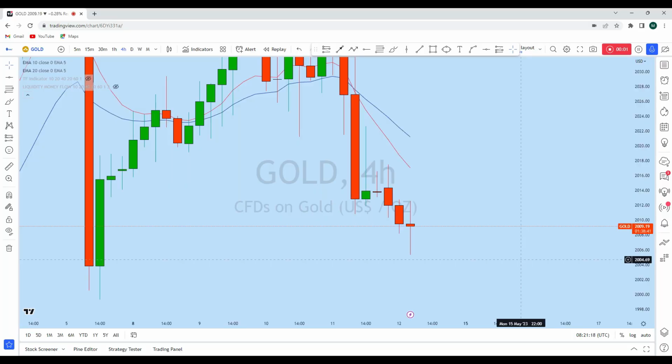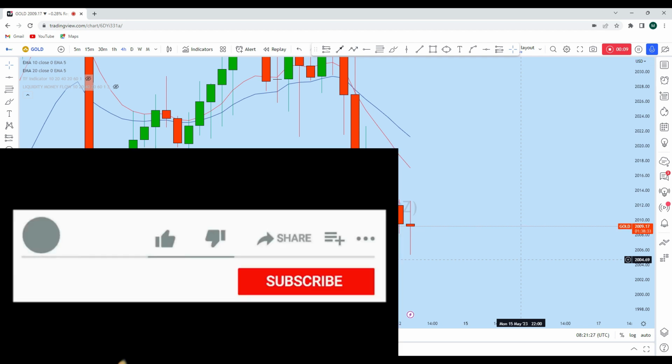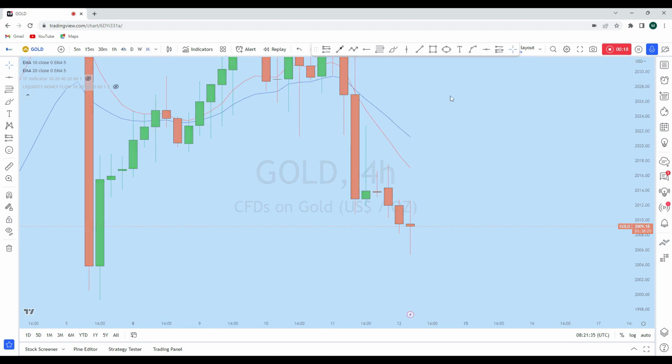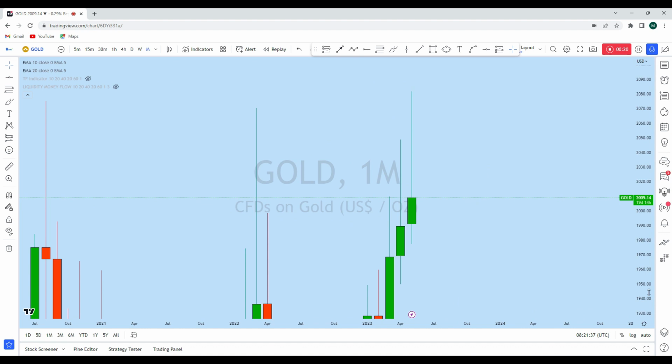Hello trader, I'm going to do a complete multi-time frame analysis on gold. Let's see what kind of trading opportunity we currently have in this instrument. From the lower time frame, we can see that gold is currently showing significant trading opportunity. Before we discuss how we can trade, first let's look at the bigger picture, looking at the monthly time frame.